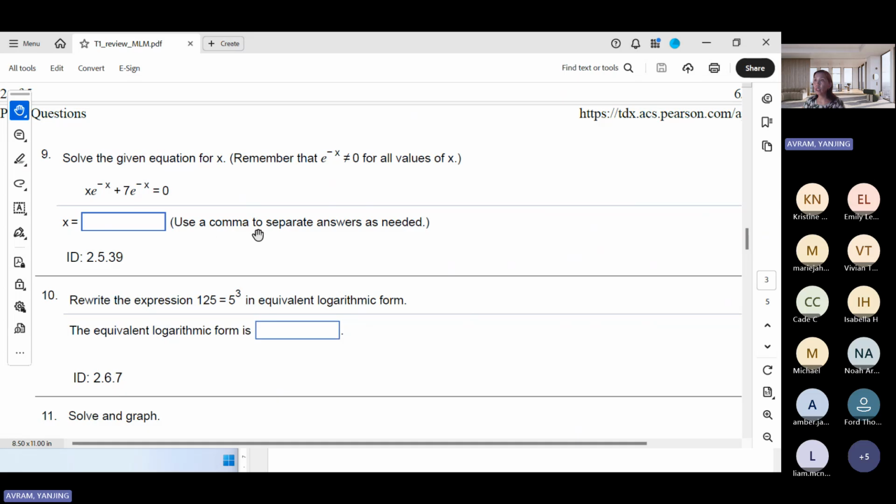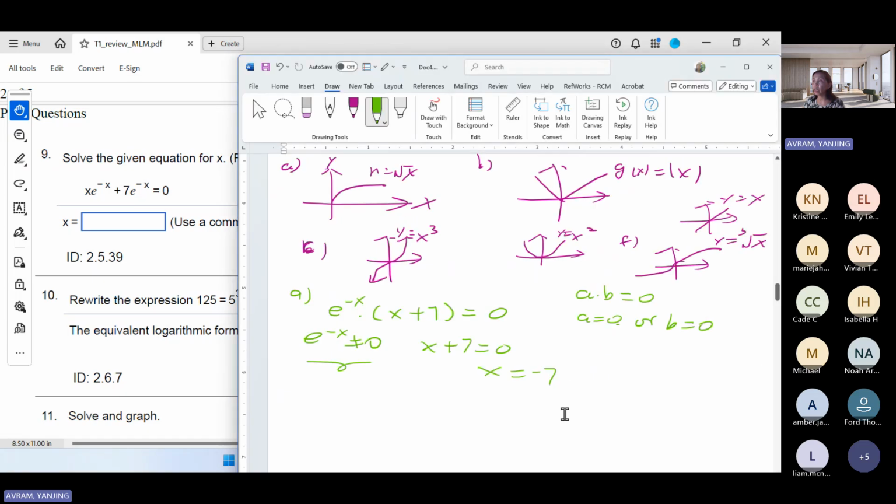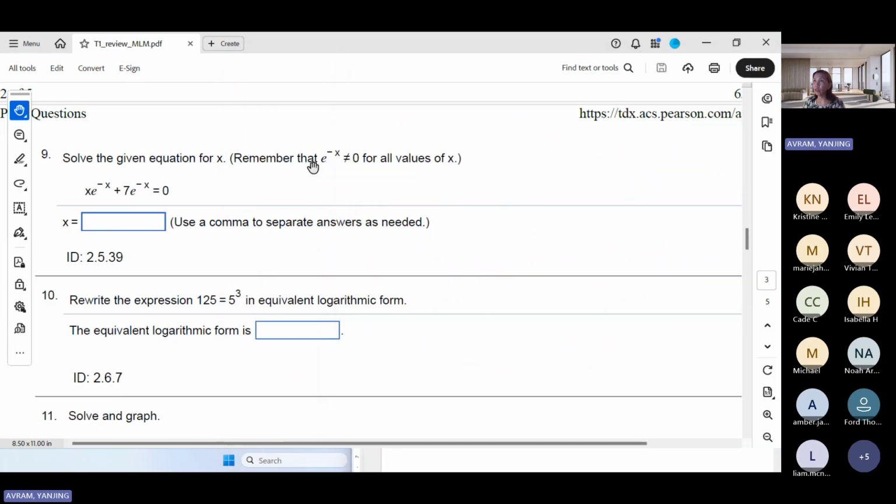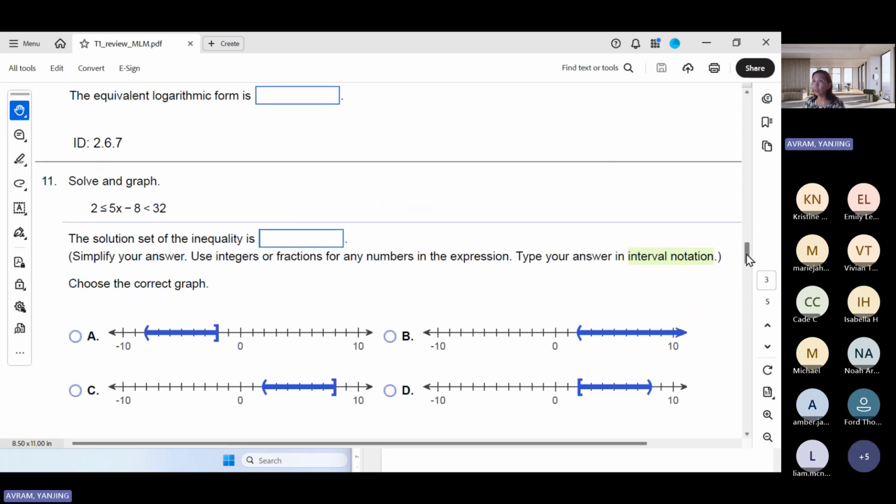This one says to use a comma to separate answers as needed, but I don't have more than one answer, so I don't need a comma in here. I just have x equal to negative 7. This is only one answer, right? Because, to remind you, this one never goes to 0, so you don't have to solve that one.